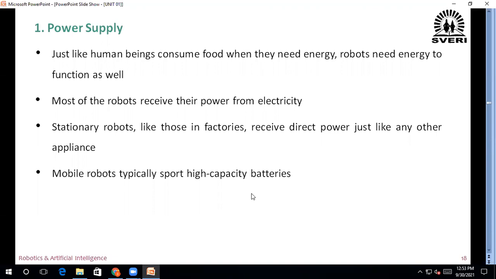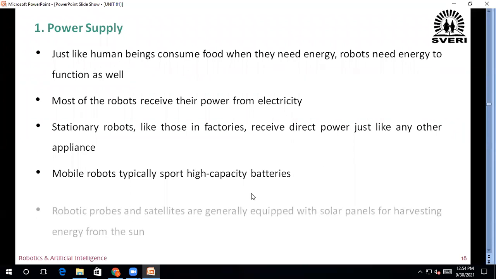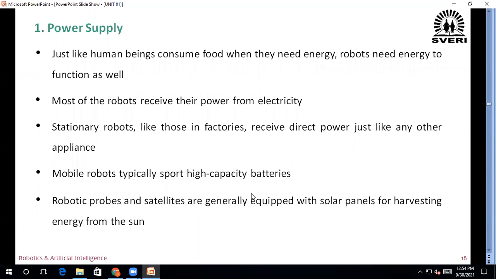Now you know that many students are taking part in various competitions, that is robotic competitions. They are using these small wheeled robots, and for that they are using small batteries. Then robotic probes and satellites are generally equipped with solar panels for harvesting energy from the sun. This solar energy is also used to drive the robots.